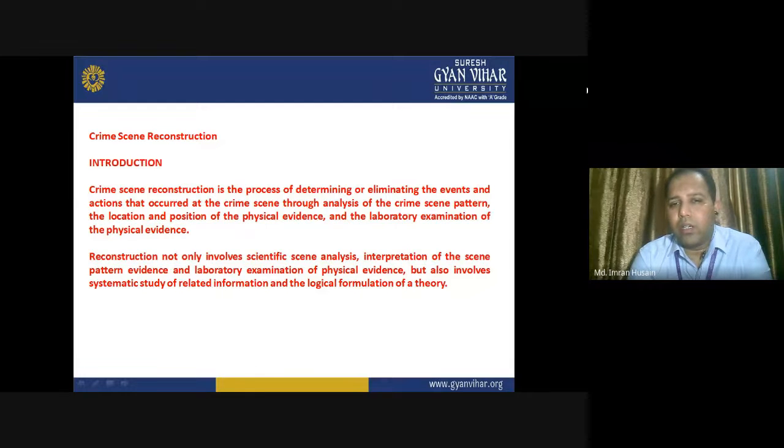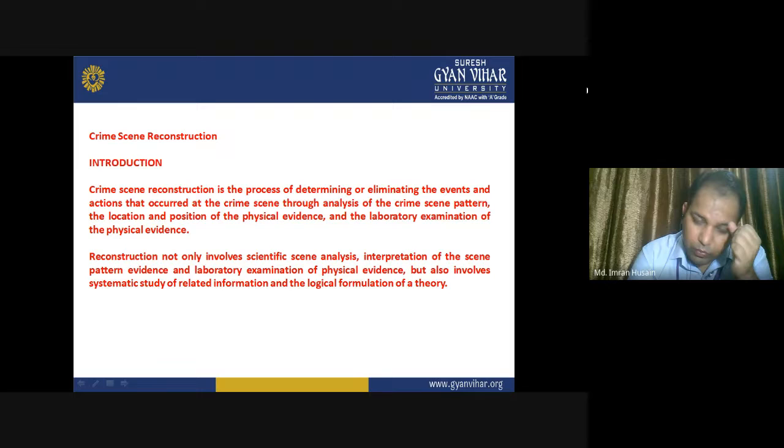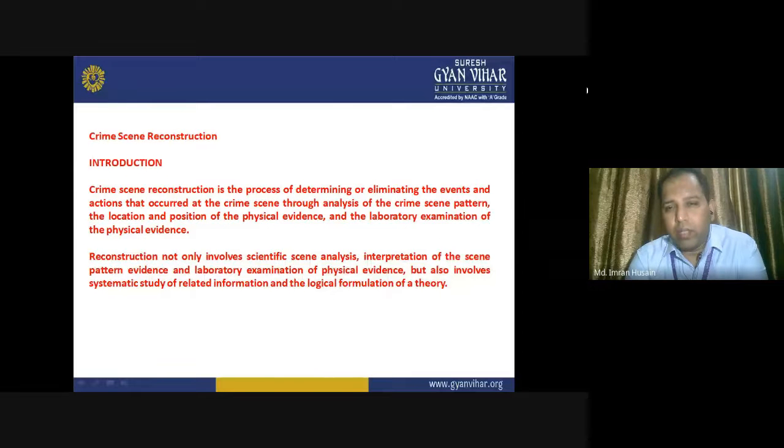It involves scientific analysis of the crime scene, where you are talking about the techniques of photography, techniques of videography, marking of evidences in a series, and all those things. And interpretation of the scene pattern evidence. So, in what pattern are the evidences there? Are evidences scattered all over the place, or present near the dead body? How did the examination of doors and windows take place, and what were the final results of them?